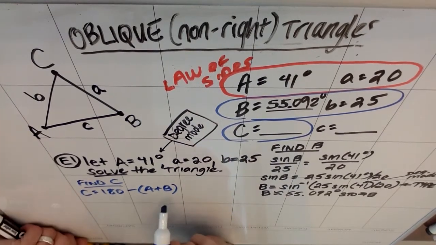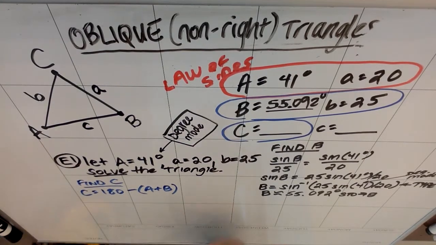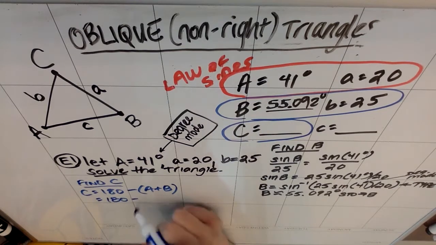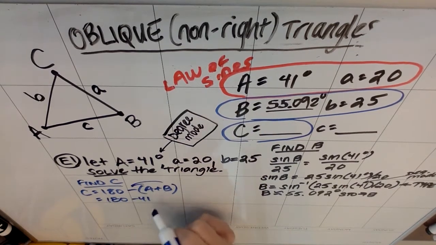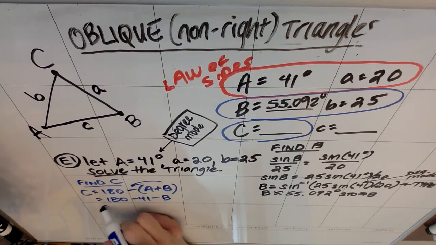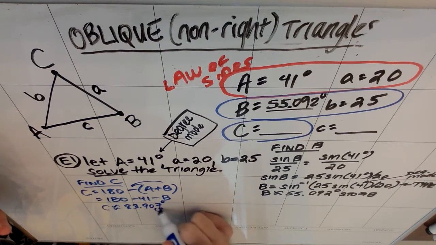Now, because I've already stored B in my calculator, I should use the stored B. So what I'm going to type in my calculator is 180 minus 41, if I distribute that negative, minus the thing I called B. So I'm going to do 180 minus 41 minus alpha B, and I get that my C is approximately 83.907 if I truncate, or 84 if I round.